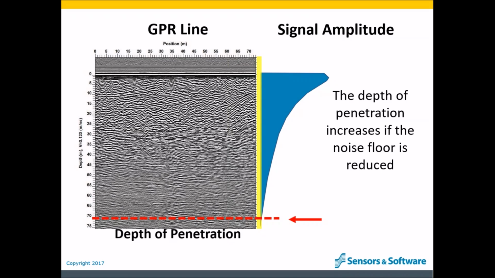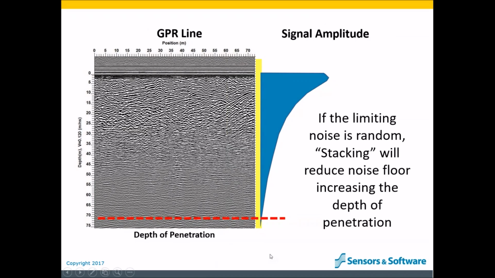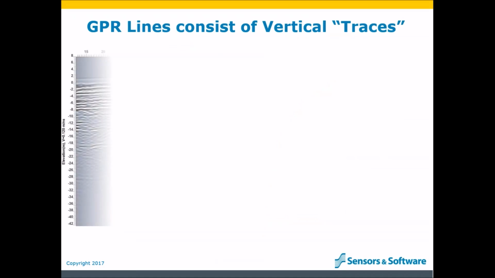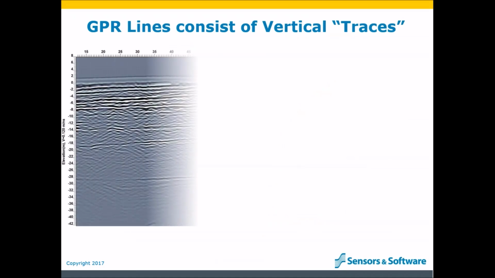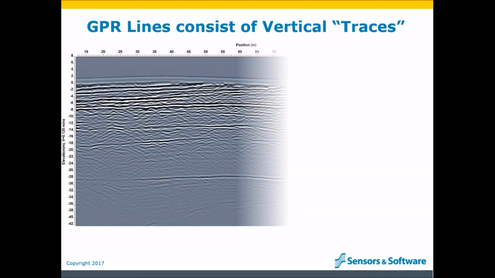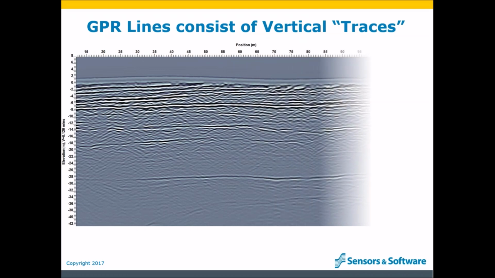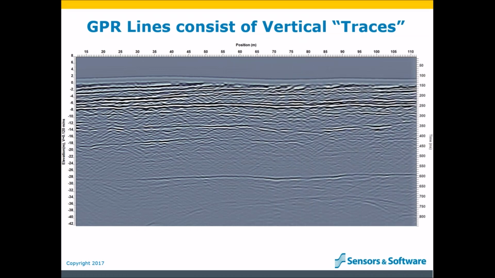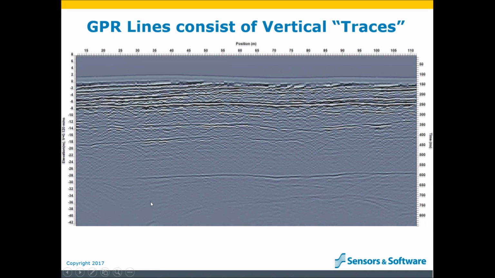Now, before I actually explain what stacking is, let's briefly talk about how GPR lines are actually collected and what they consist of. GPR lines consist of dozens, hundreds, or thousands of vertical strips of data called traces. A trace is collected at each data recording point along the survey line. This means that each trace has a unique position along the line.